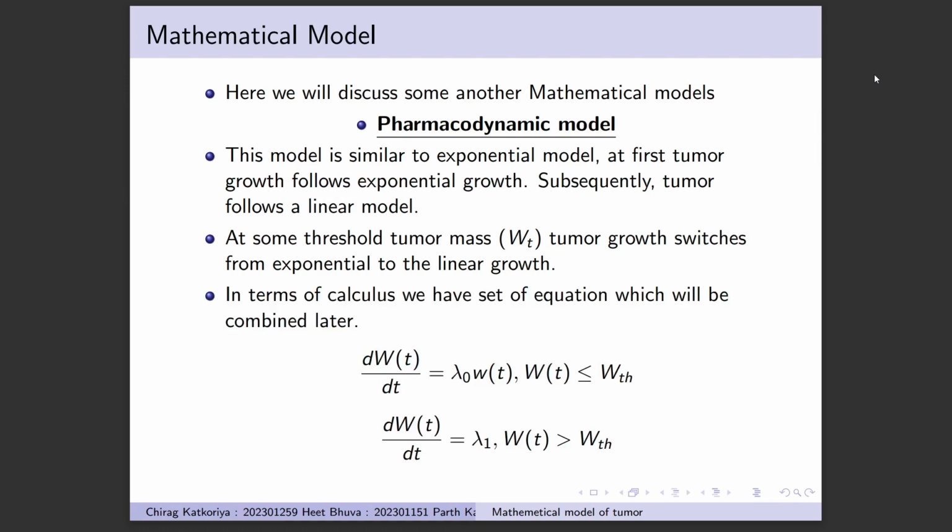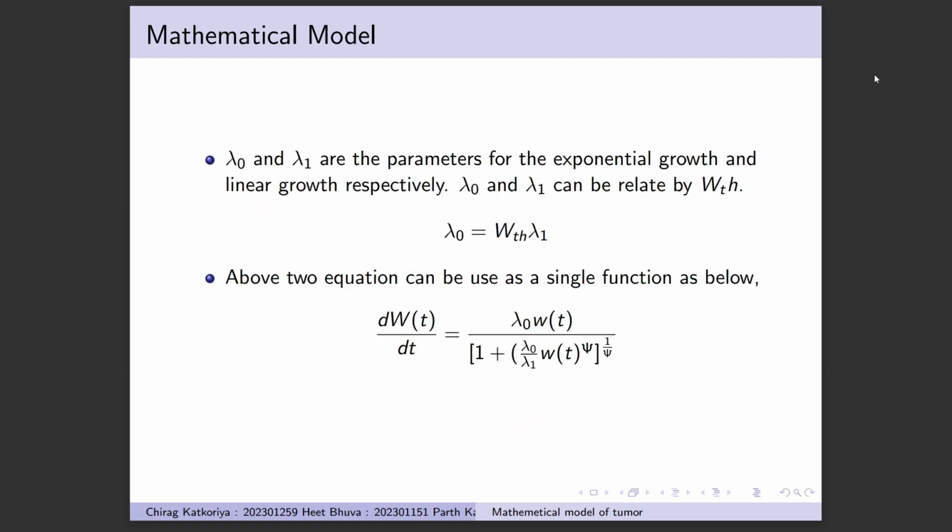And so in terms of calculus, we have two different equations which will be combined later on. When the tumor mass is less than the threshold tumor weight, then dW by dt will be equal to lambda naught times Wt, meaning it will follow exponential growth. And when the tumor mass becomes greater than the threshold tumor weight, then it will follow the linear model. Here lambda naught and lambda 1 are the parameters for the exponential growth and the linear growth respectively. Both the parameters also have a relation: the parameter of the exponential growth, lambda naught, is equal to the threshold tumor weight times the parameter of the linear growth, lambda 1.